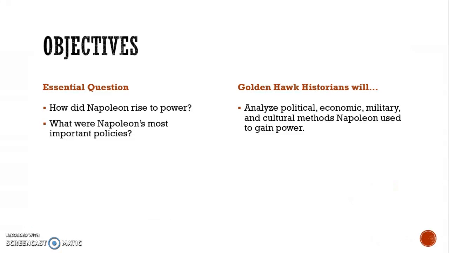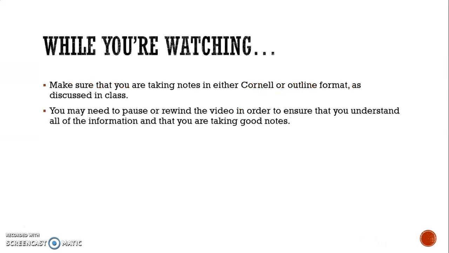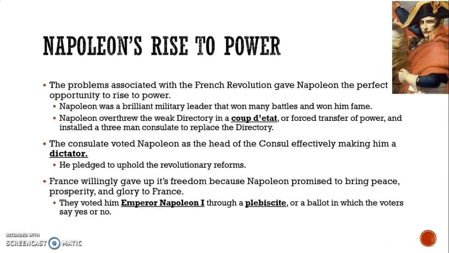The essential question that we're going to answer in this video is, how did Napoleon rise to power? And then what were his most important policies? Historians will analyze political, economic, military, and cultural methods that Napoleon used to gain power. While you're watching, make sure that you're taking notes in either Cornell or outline format as we've talked about in class. It's okay if you have to pause or rewind the video to make sure that you understand all the information and you're taking good notes.